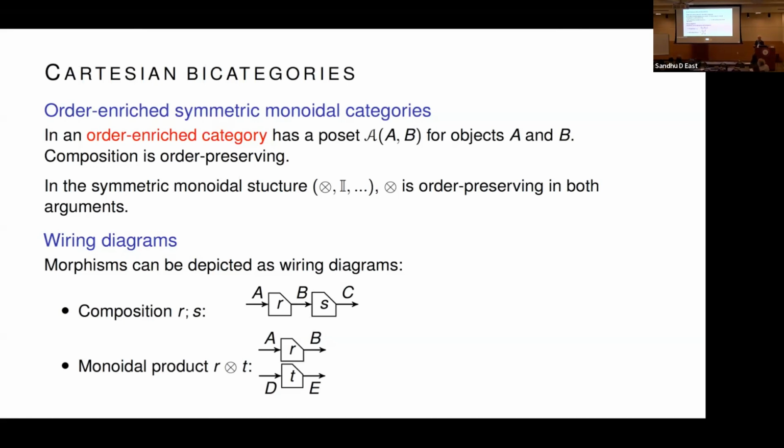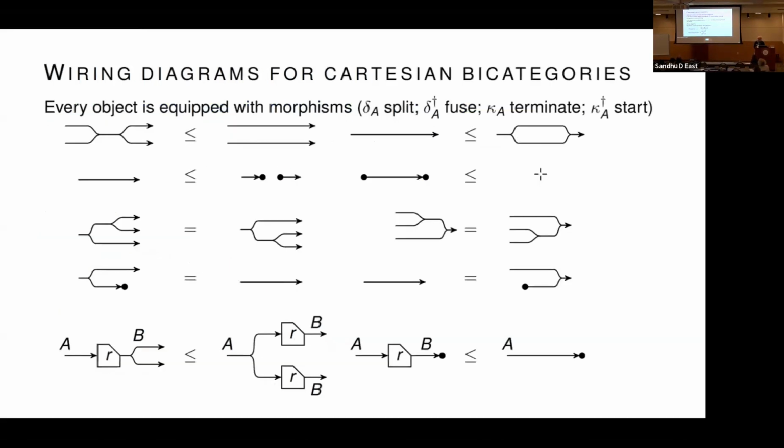Composition just means sticking two wires together. And the monoidal product operation in the category just means stacking. And it's really quite satisfying to see how cleanly that works out. And the axioms, these are axioms now, for Cartesian bicategories, basically say that the wirings work this way.